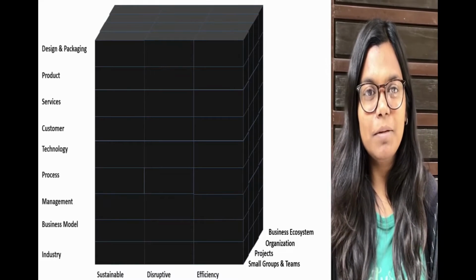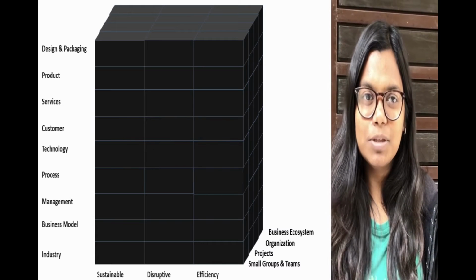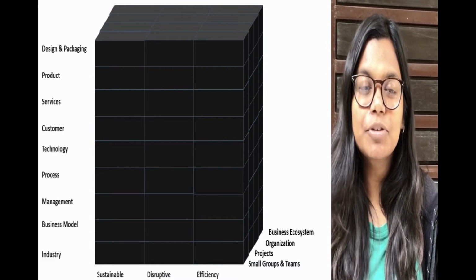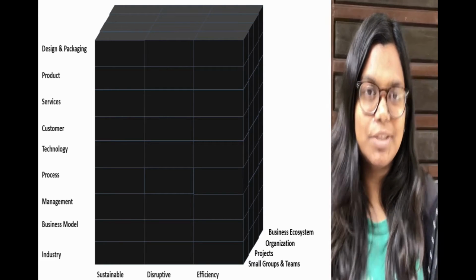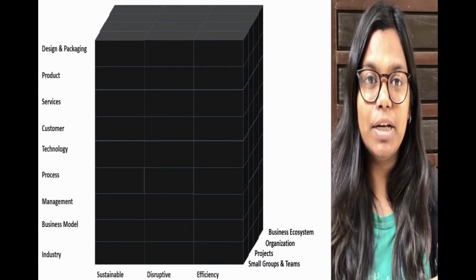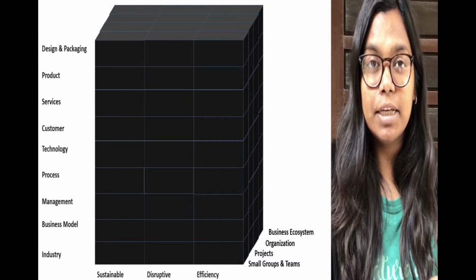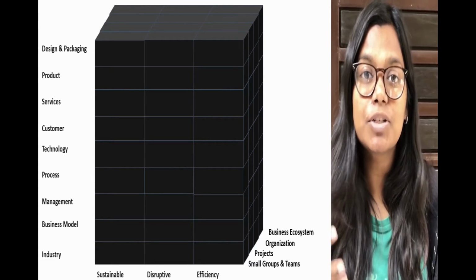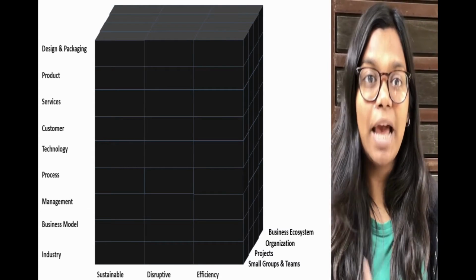So I am going to explain the locus of innovation. The locus of innovation concept was given by Rosabeth Kanter, and she basically said there are 4 places where innovation can take place. One is the organization. As we know, there are many big organizations like Apple and Alphabet, which have taken a lot of initiatives in bringing about disruptive technologies. So that is one place where innovation can take place.